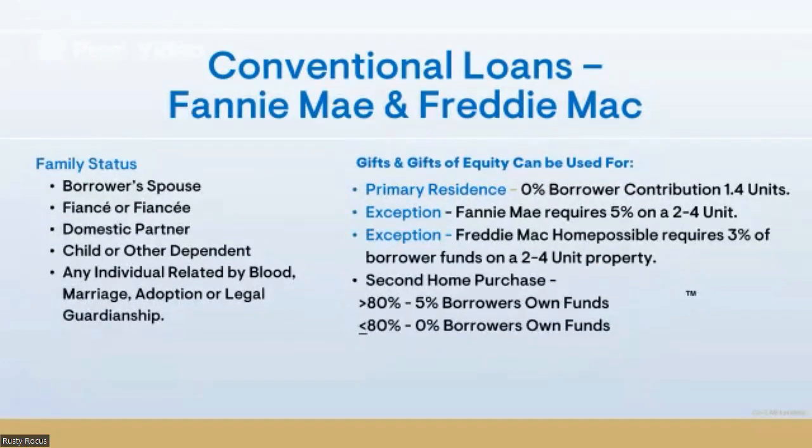Conventional loans, Fannie and Freddie. Here's the quick little family status that I'll walk you through. Spouse, fiancé, fiancée, domestic partners, children, other dependents, anybody related by blood, marriage, adoption, or legal guardianship. That's the easy part here.